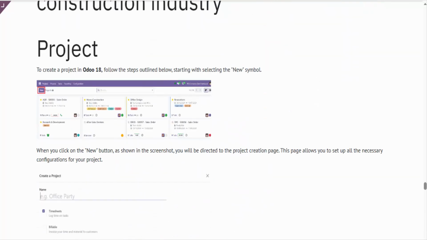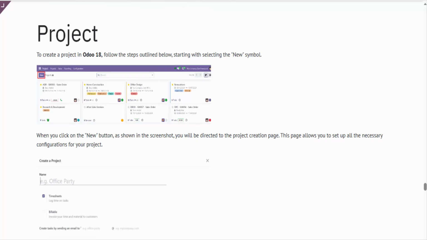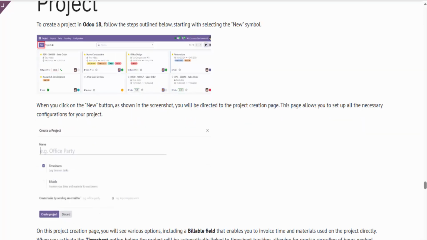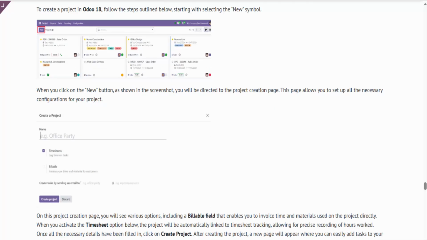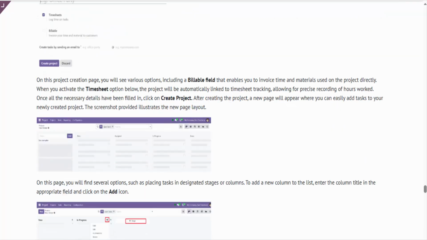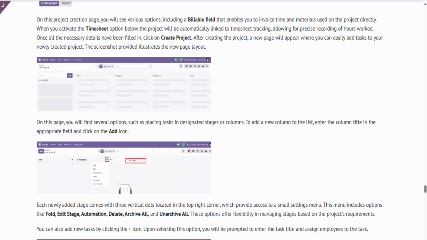Project. To create a project in Odoo 18, follow the steps outlined below, starting with selecting the New symbol. When you click on the New button, as shown in the screenshot, you will be directed to the project creation page. This page allows you to set up all the necessary configurations for your project. On this project creation page, you will see various options, including a billable field that enables you to invoice time and materials used on the project directly.